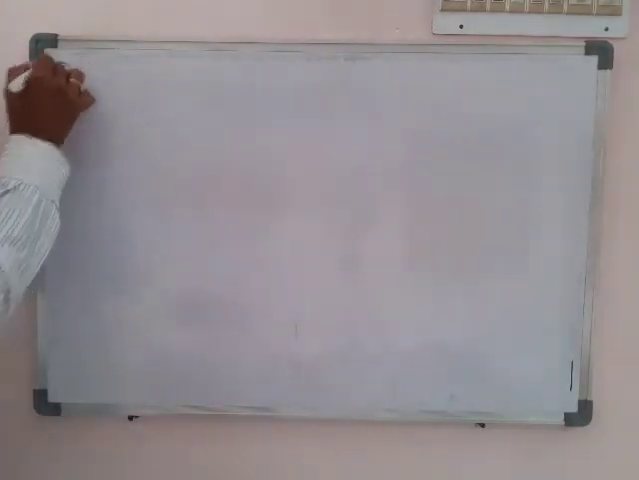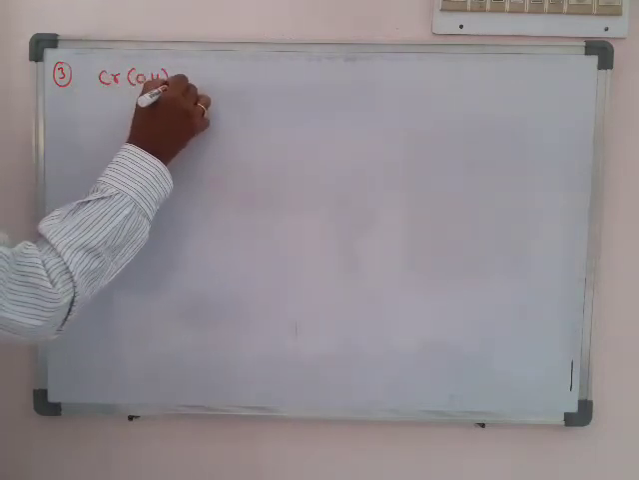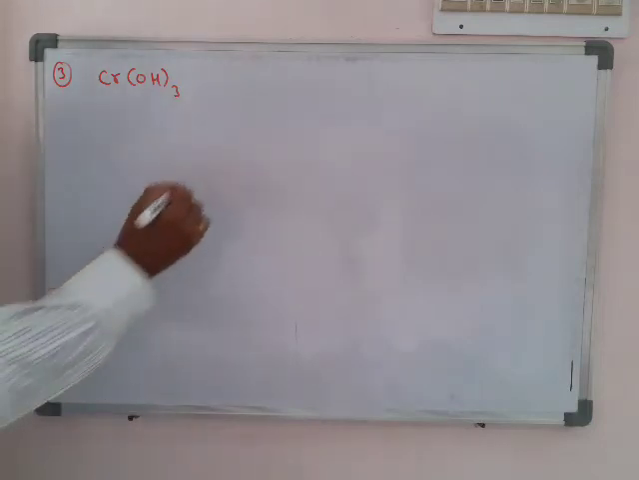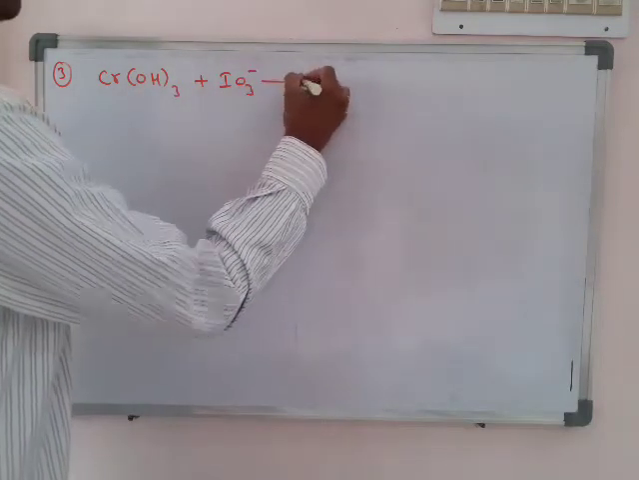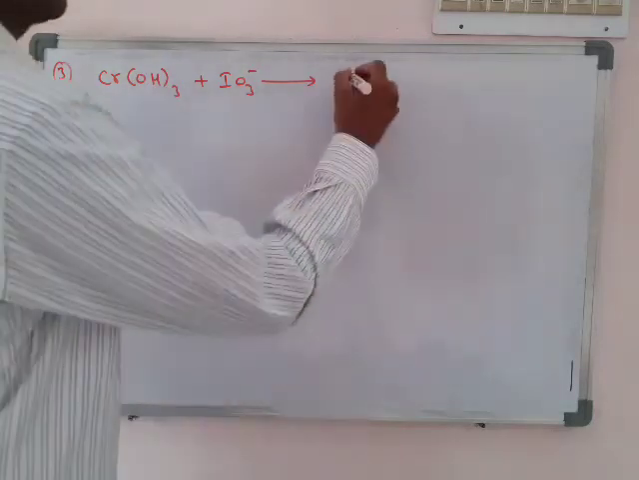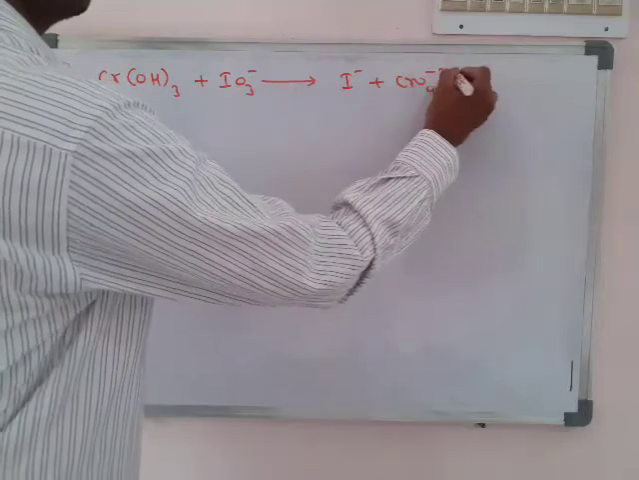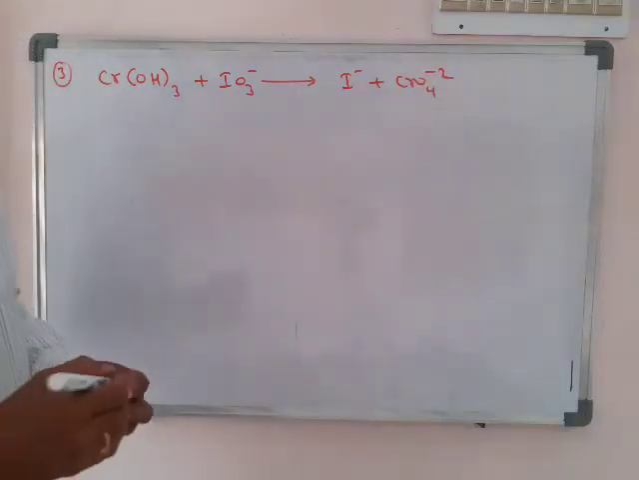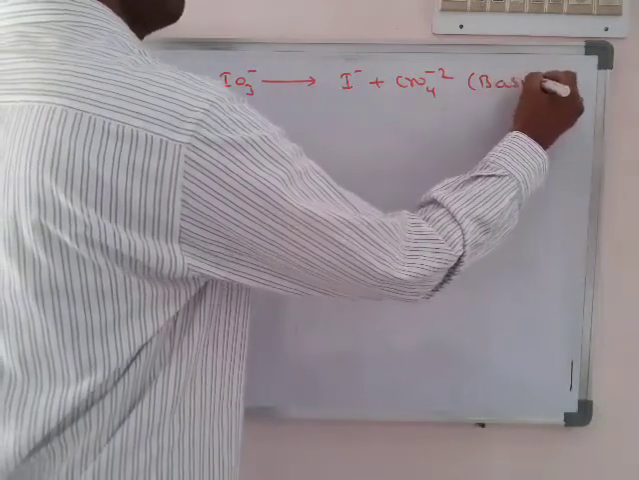See, the last one today. Chromium hydroxide plus iodate, IO3 minus, giving CrO4 minus 2, chromate. So balance it in basic medium.